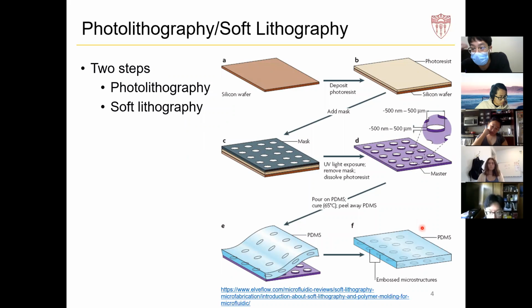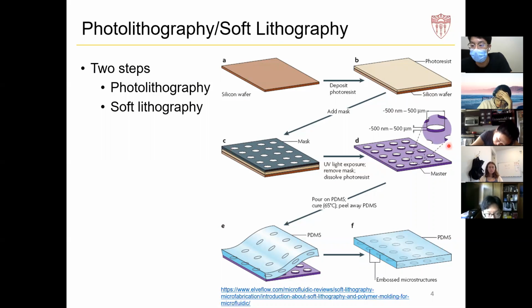So in order to make microcontact printing happen, there are two techniques that are used in chronology. The first step is called photolithography, and the second is soft lithography. We'll be going through those in chronological order. If you look at the schematic, these four panels, A, B, C, D, are part of photolithography, and then E and F represent soft lithography.